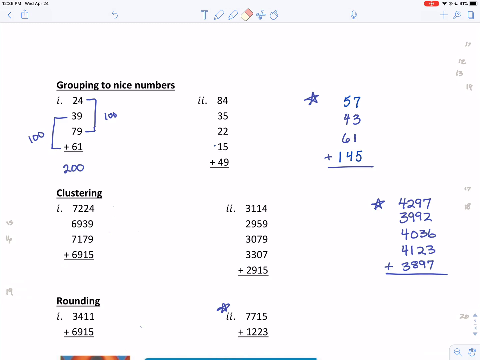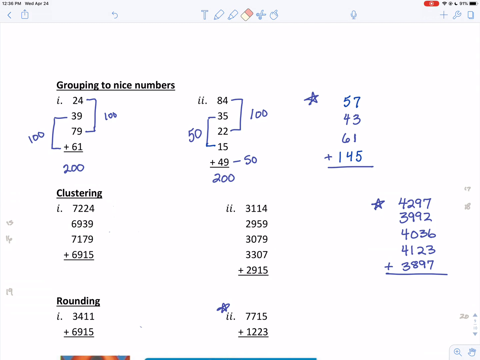The second one, the first one could group with the third one to be about 100. And again, the other two would be about 50, and the last one is about 50. So the estimate would be around 200. I'd like you to do the third one for class.